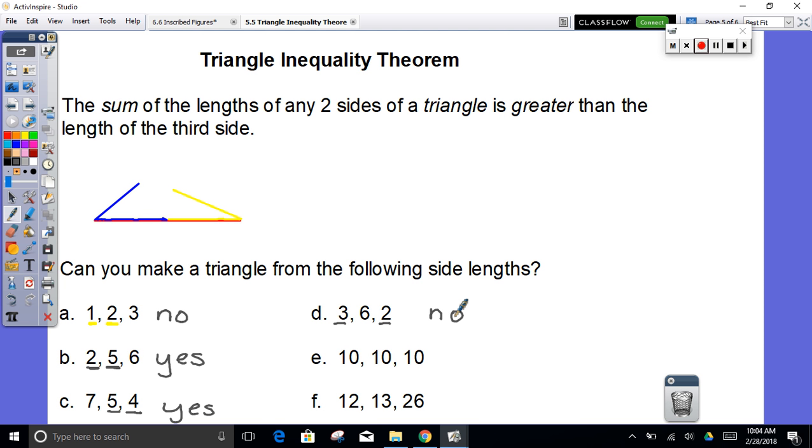10 and 10. They're all the same, so we can say 10 and 10. What's 10 plus 10? And is that bigger than 10? Yeah. So could we make a triangle? Possibly.